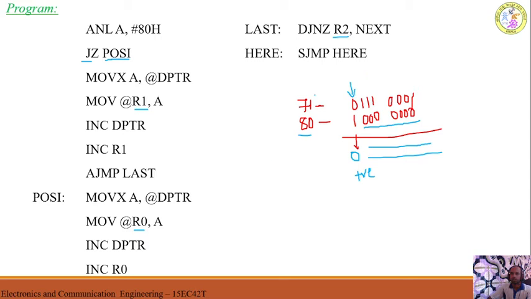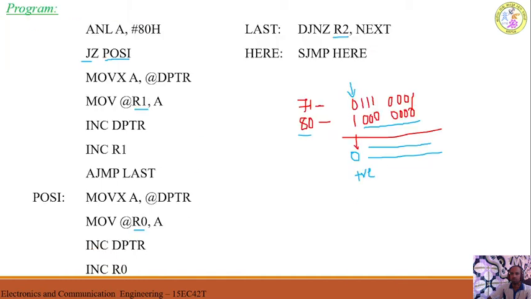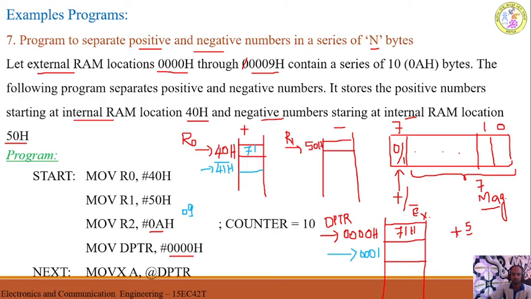Decrement and jump if not 0. If I decrement it by 1, this becomes 09. Now definitely 09 is not equal to 0. So I want to go to this label, next. So you find where next is. Next is available here.